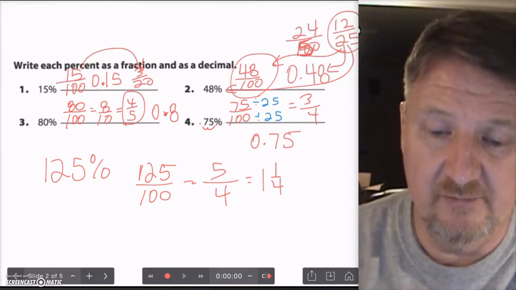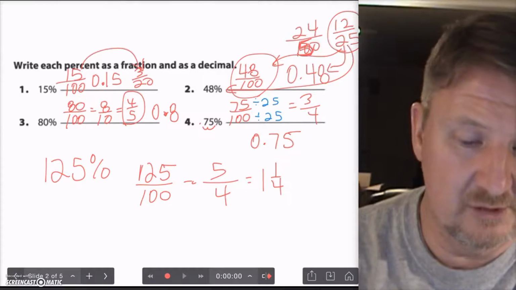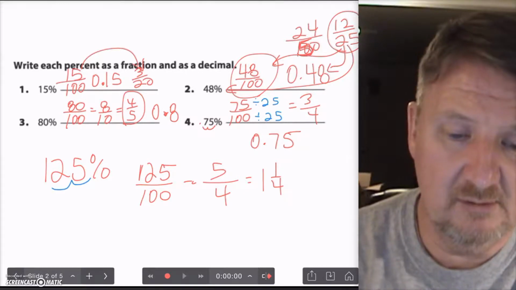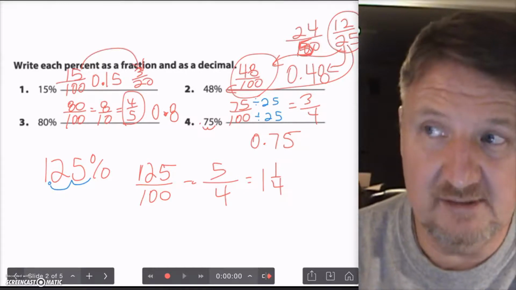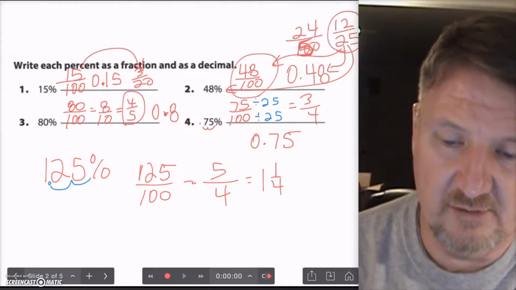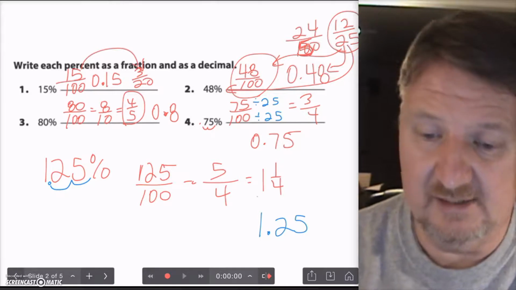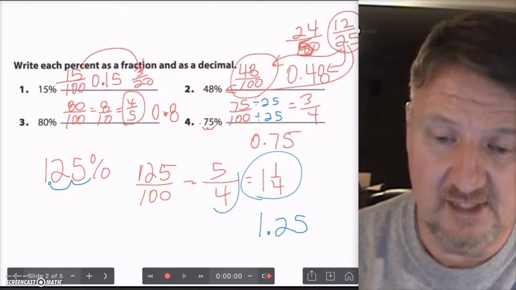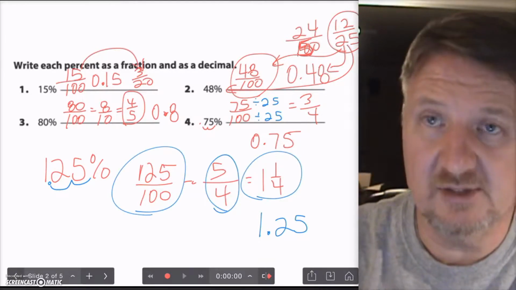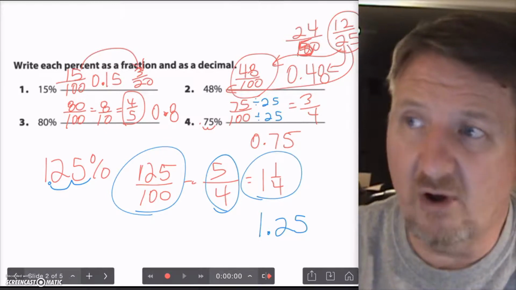And then if I were to turn this into, let me use a different color, turn this into a decimal, because it's a percent, I'm moving the decimal 2 places, so my decimal equivalent is 1.25. And that's the same thing as 1 1/4. That's the same thing as 5/4. That's the same thing as 125 hundredths. So all these are equal.